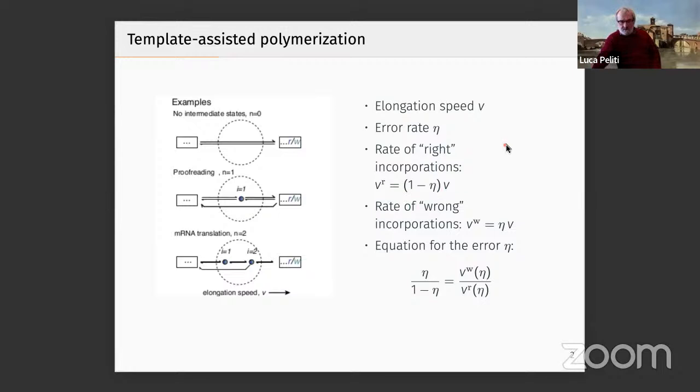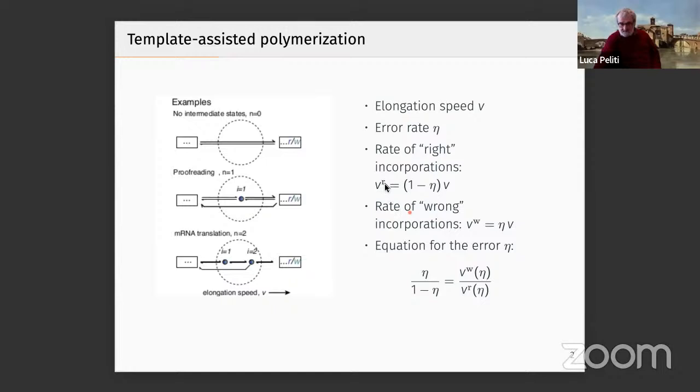We can describe globally the system by introducing the elongation speed, which is quite easy to interpret, and the error rate, eta, which we want to keep as small as possible. Out of these quantities, the rate of right incorporations per unit time is given by the elongation speed times the probability of making the right incorporation, so one minus eta. And of course, the complement gives the rate of wrong incorporations.